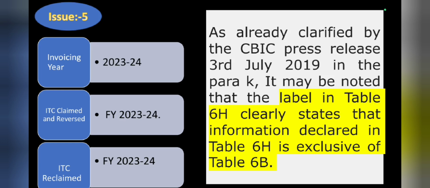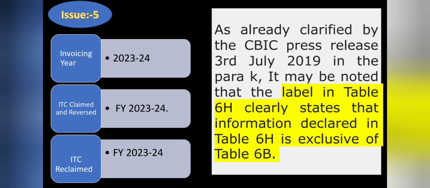So the concept of table 8C and 13 will not come in at all, because this is not taken in the next year. So we should report this value in table 6 of the GSTR 9, in which we report the current year's ITC. Now the question is how this ITC should be reflected in table 6 of the GSTR 9. See, there is a press release by the CBIC on the 3rd of July that the value should not be duplicated in 6B as well as 6H.